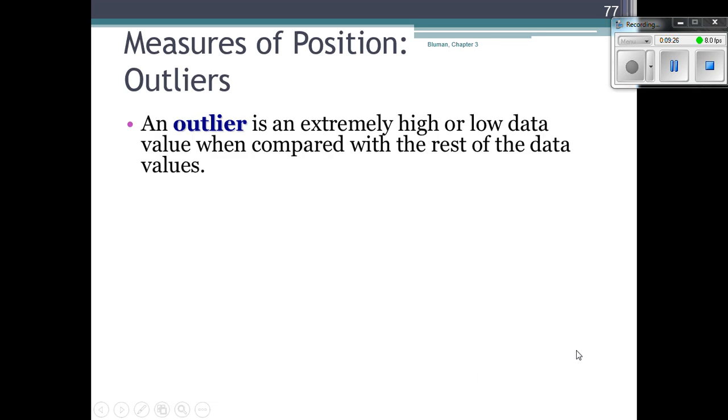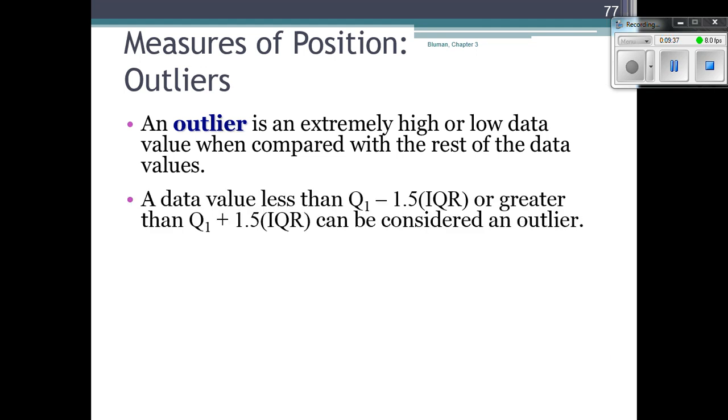Last thing for this is an outlier. An outlier is something that's extremely high or extremely low when you compare it to the rest of the data. Well, how do you measure what's too high or what's too low? I have a little formula for us. If you take quartile 1 minus 1/2 of the interquartile range, or greater than quartile 3 plus 1.5 of the interquartile range, that can be considered an outlier.